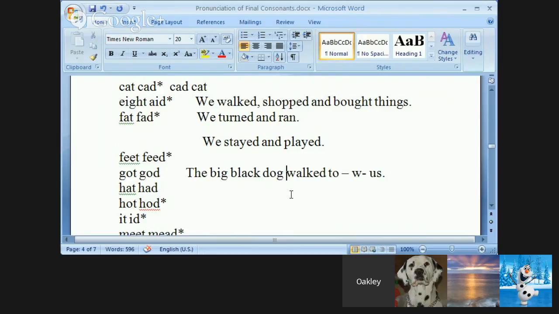Anyway, there's a natural kind of break here in the sentence. The big black dog walked to us. So it's perfectly okay to take a tiny little pause here, because this is one concept, the subject noun. All of this is the subject noun. All right, and then verb with a preposition. This is normal.